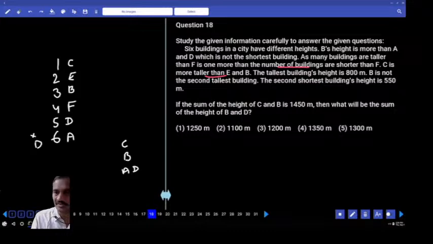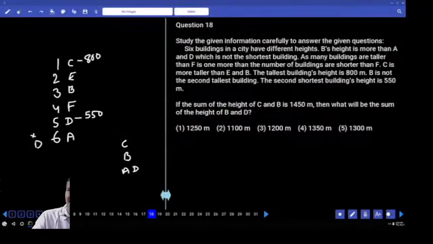Now in this arrangement, the tallest building is 800 meters. Tallest building is 800 and the second shortest is how much? 550. Now D is 550. Then the sum of the heights of C and B is 1450. And C is 800 and B is 650. Then it is 1450. Then what will be the sum of B and D? B and D is 650 and 550, 1200. Choice 3, question number 18.